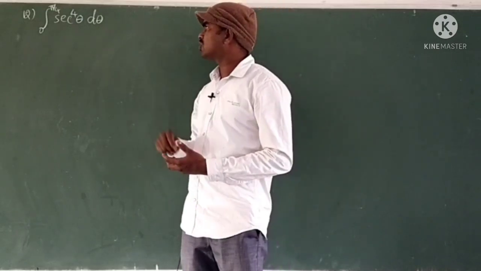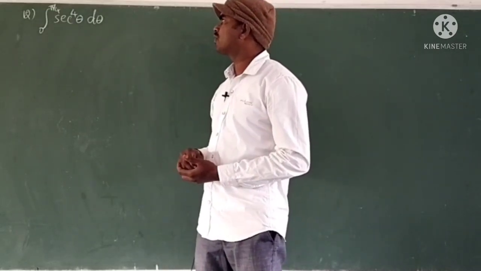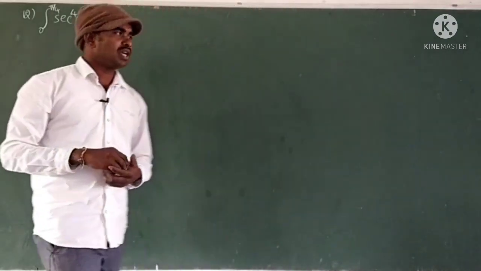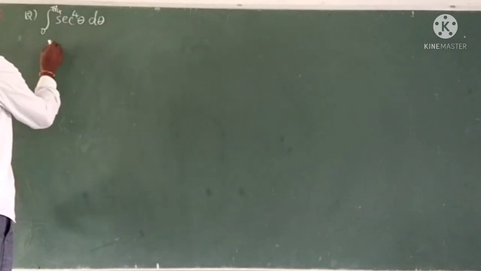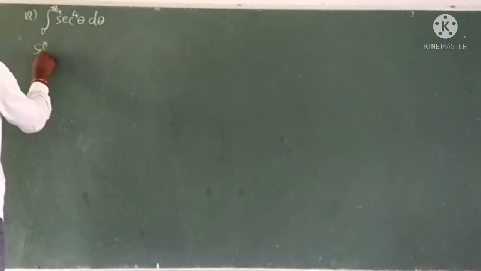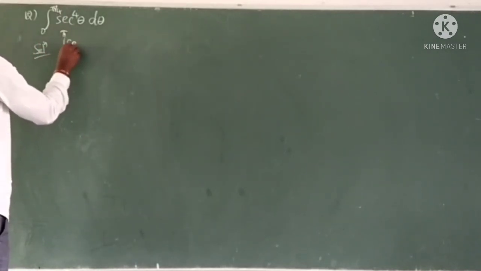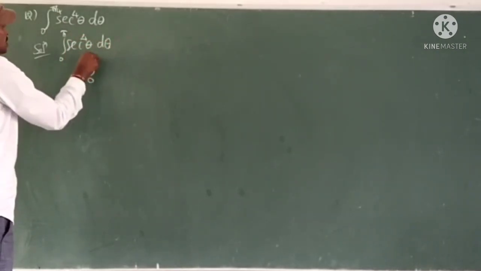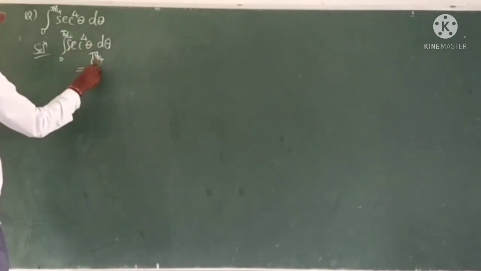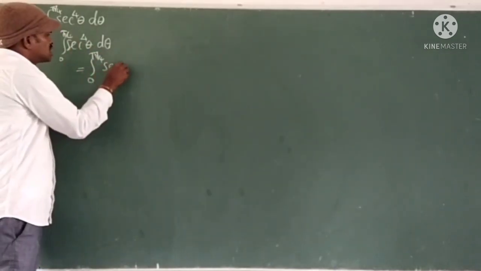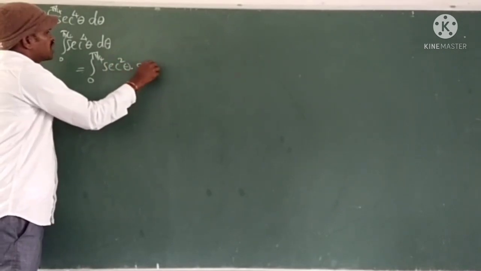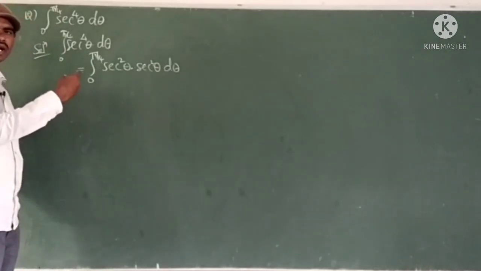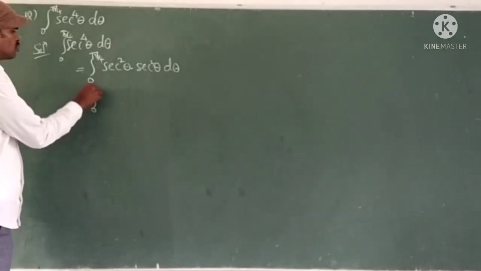So now the 12th question is the integration from 0 to pi by 4 of sec power 4 theta d theta, evaluate. First of all I am taking the same given integral, 0 to pi by 4 secant power 4 theta d theta, as it is written, and I rewrite sec power 4 theta as secant square theta into secant square theta d theta. I am just modifying it and then simplifying.